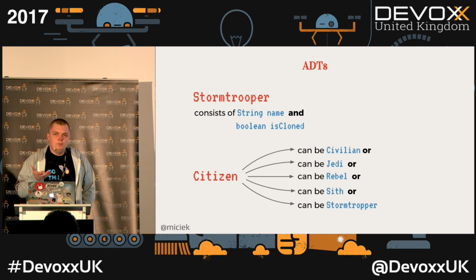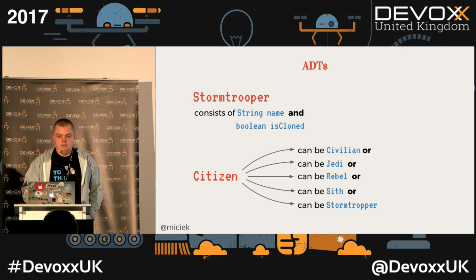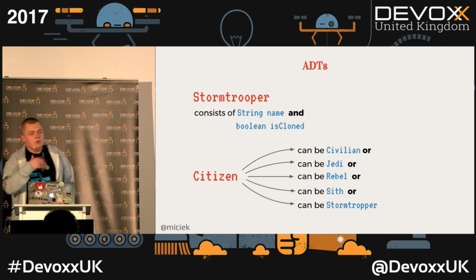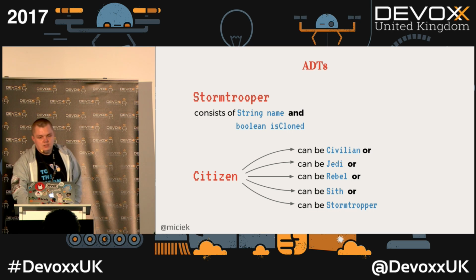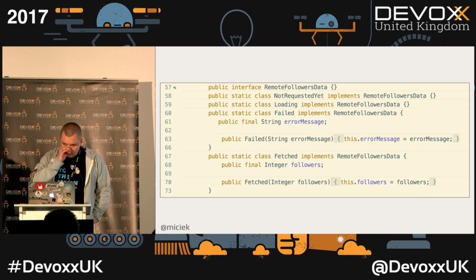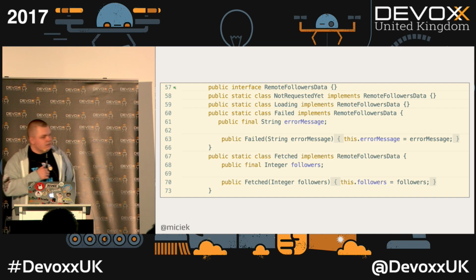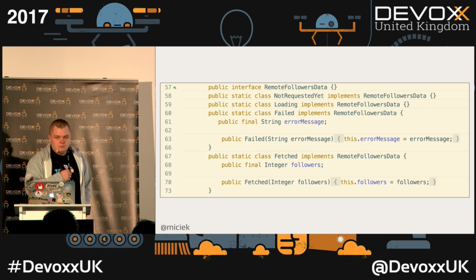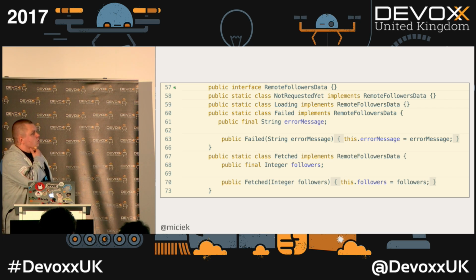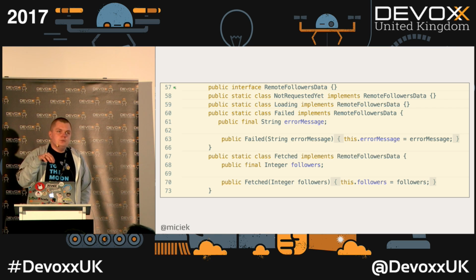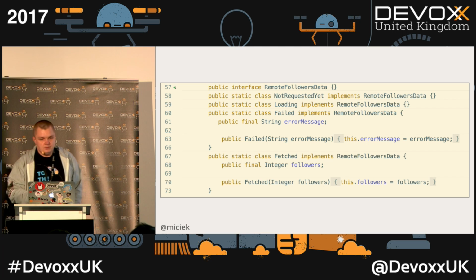And of course, Try and Option are also sums, ADTs, because Option consists of None and Some, and Try, Success and Failure. So let's model our result return type as an ADT. We'd like to do something like that. So RemoteFollowersData is the ADT, the result return type that we'd like to include in our application.